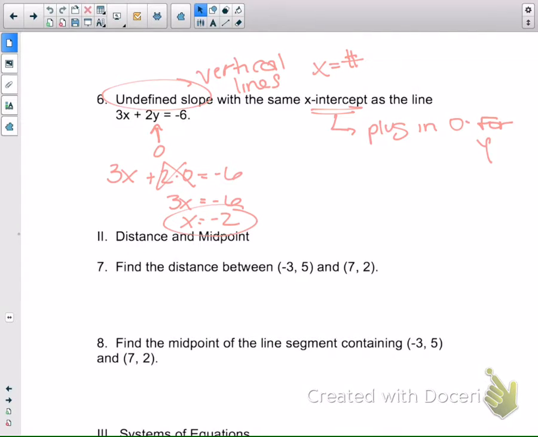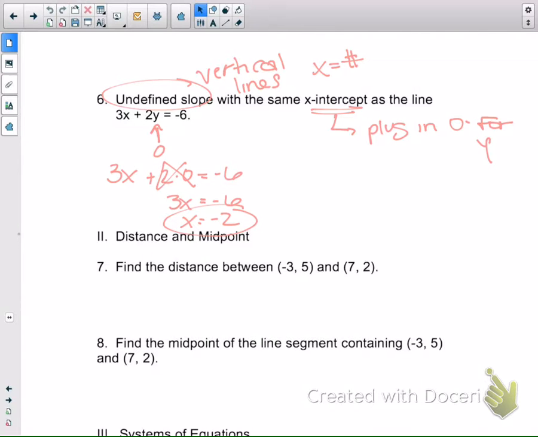Okay? So that one didn't have a whole lot of work to it, but you do have to know how to find x-intercepts. Okay? On the flip side of it, if you did want to find a y-intercept without solving for y, you could plug in 0 for x as well. So that flip-flops. A couple quick formulas to review before we talk systems of equations.